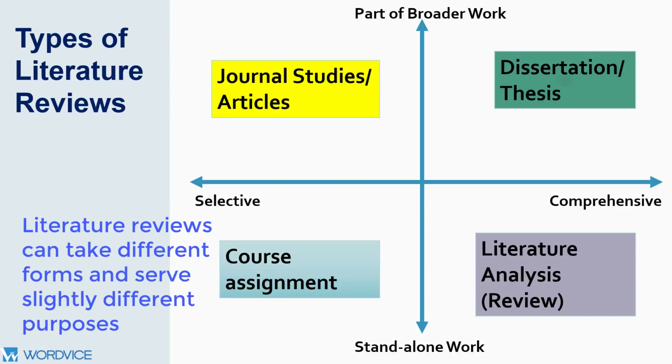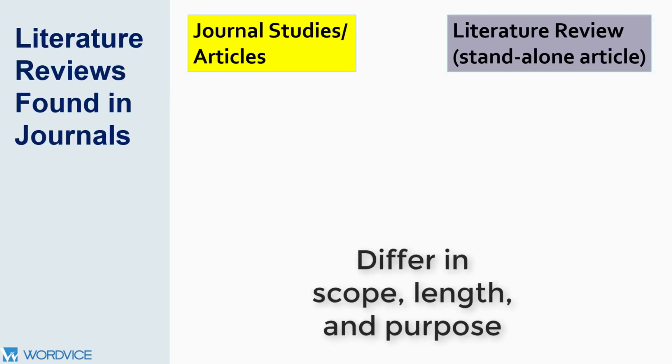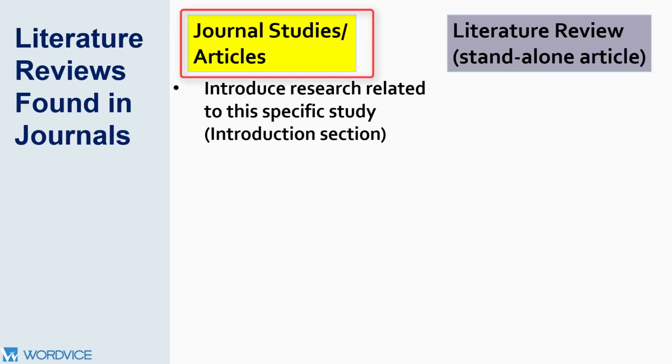Thus, the literature review, while it has common applications across many kinds of documents, can serve slightly different purposes and take different forms. The two types of literature reviews found in journals are research articles, such as studies and surveys, and standalone literature analyses. They differ in their scope, length, and specific purpose. The literature review found at the beginning of a journal article is used to introduce the research related to the specific study and is found in the introduction section, usually near the end.